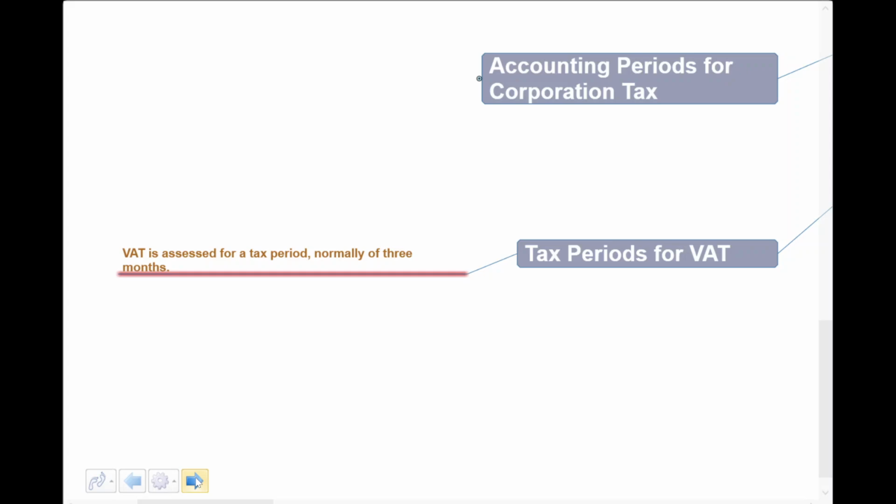For VAT, normally it's a quarter. In other words, a 3-month period, let's say the VAT registered supplier simply calculates the difference between output or sales VAT and input or purchase VAT, and the difference will be paid over following the 3-month VAT quarter.